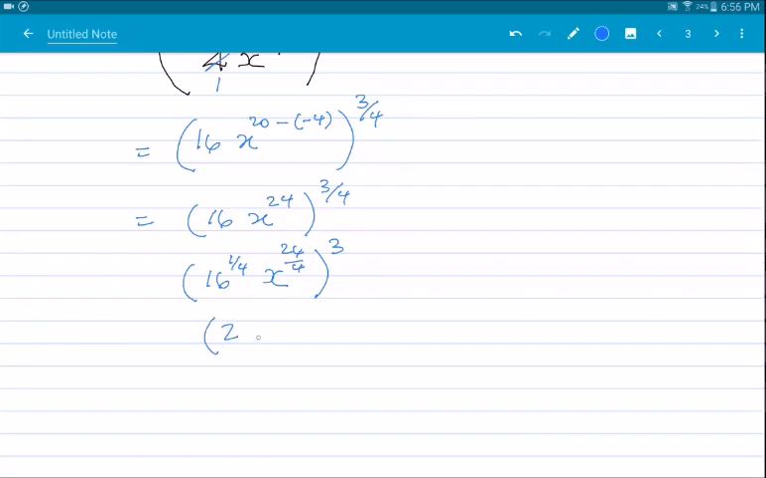and 24 divided by 4 is 6, so we have 2x to the 6 cubed, and that's going to be equal to 2 cubed x to the 6 times 3, and so we get 8x to the 18.